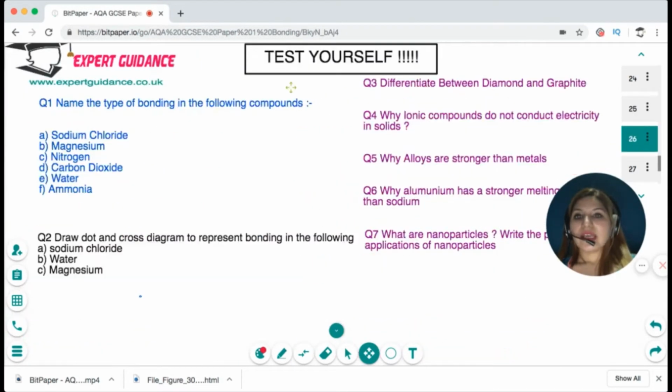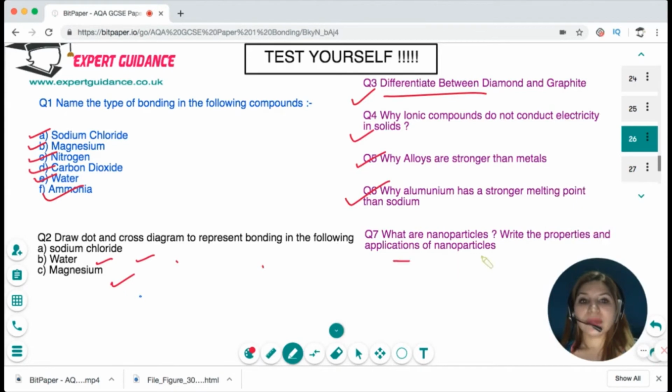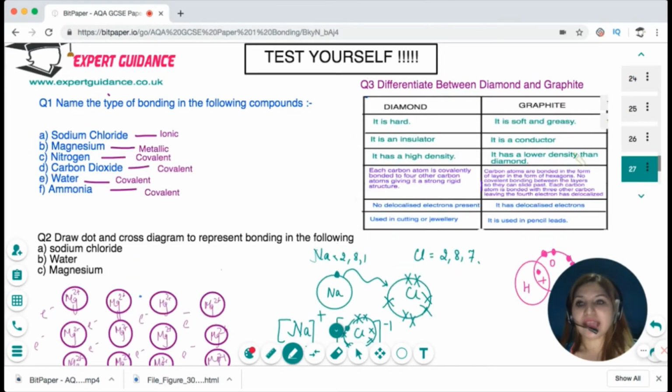Next is test yourself. So you need to name the type of bonding in sodium chloride, magnesium, nitrogen, carbon dioxide, water, and ammonia. Draw dot and cross diagrams to represent sodium chloride, water, and magnesium. Differentiate between diamond and graphite. Why do ionic compounds not conduct electricity in solid? Why are alloys stronger than metals? Why does aluminium have a higher melting point than sodium? And what are nanoparticles, give their properties and applications.